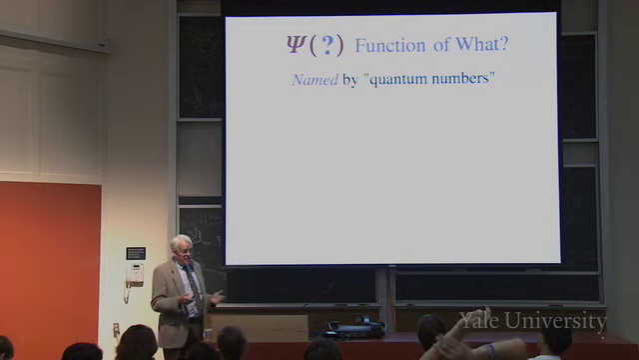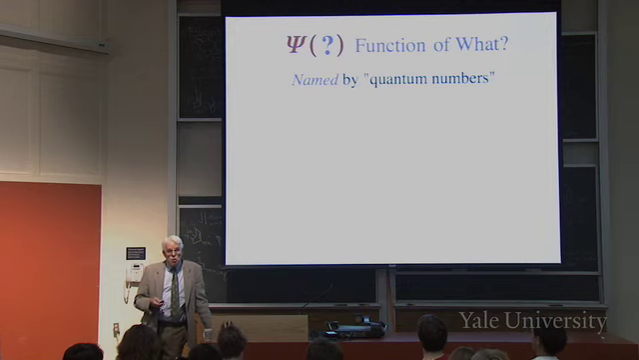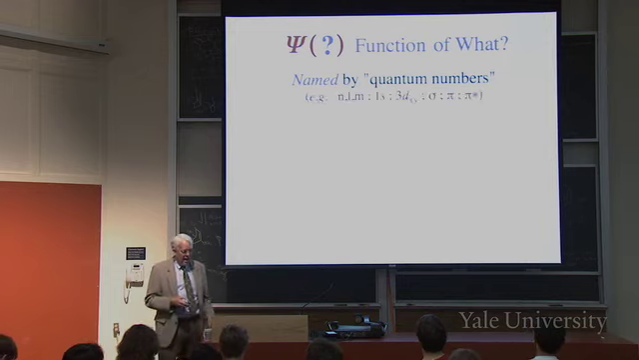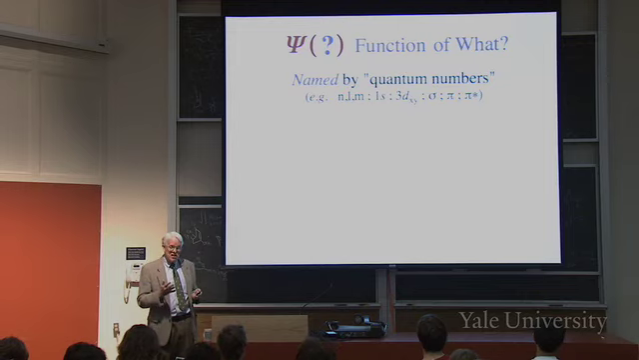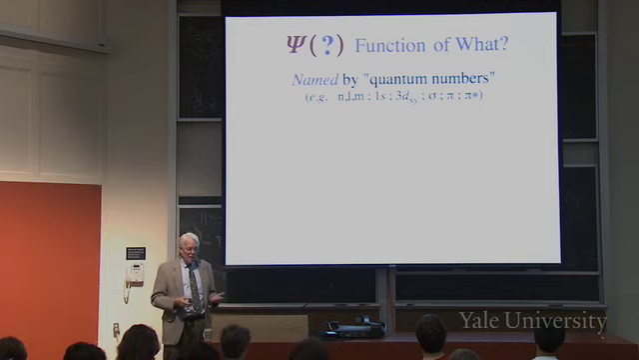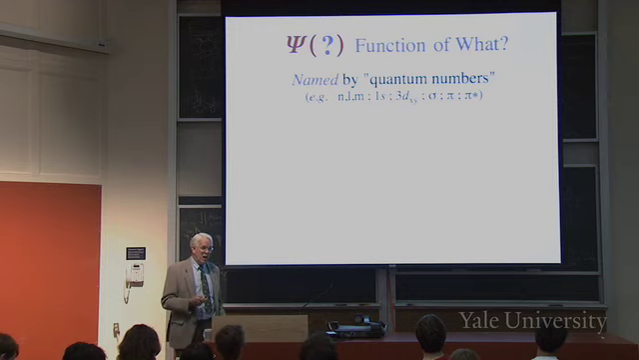So you can have different psis. They have names, and quantum numbers give them their names. For example, you can have n, l, and m. You've seen those before, n, l, m, to name wave functions. Those are just their names. It's not what they're a function of. Or you can have 1s, or 3dxy, or sigma, or pi star. Those are all names of functions, but they're not what it's a function of.